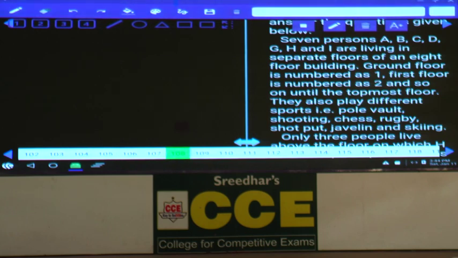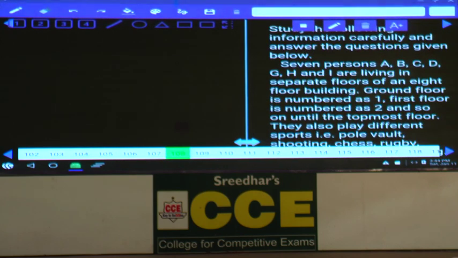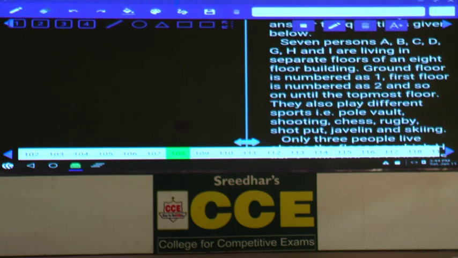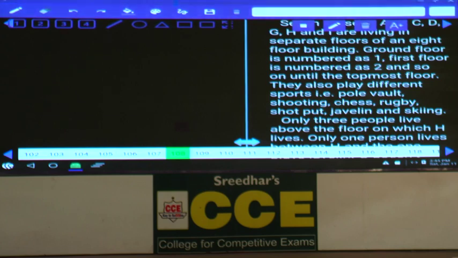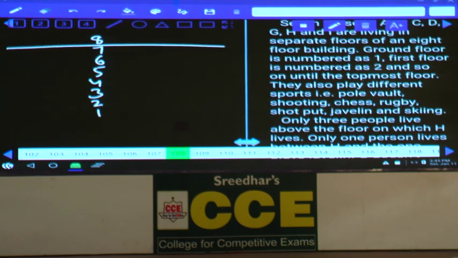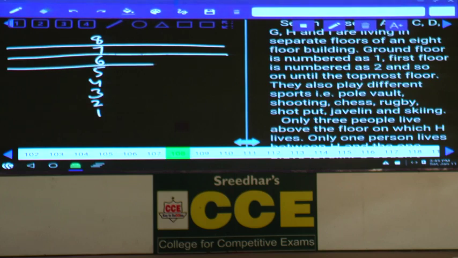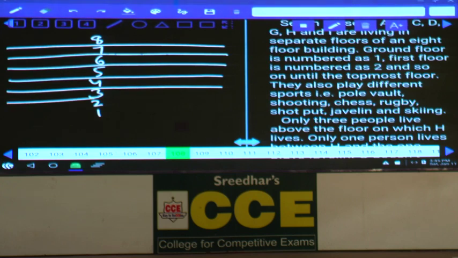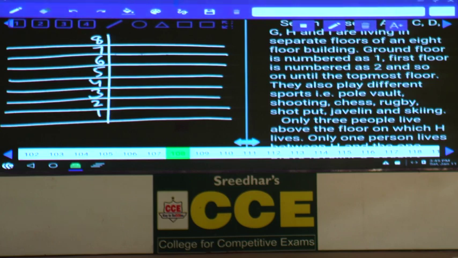Now seven persons were there. Seven persons A, B, C, D, G, H, I are living on separate floors of an 8-floor building. Ground floor is number 1 and so on. 8 floors were there, isn't it? Now, whenever the floor arrangement is given, first we need to fix like this, 8, 7, 6, 5, 4, 3 to 1. 8 floors are there, and only 7 persons were there, which implies that one of the floors is a vacant floor. Then tell me what are the possibilities we have for this vacant floor.